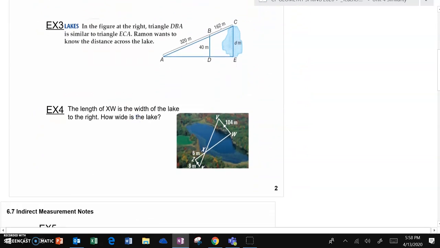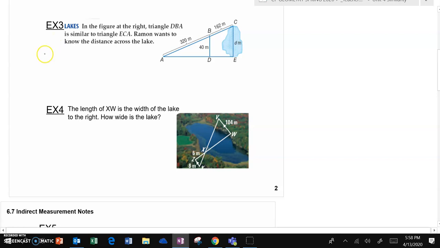Okay, so now let's look at the third example. In the figure at the right, triangle DBA is similar to triangle ECA. Ramon wants to know the distance across the lake. So again, finding the distance across the lake would be very, very difficult unless you were using indirect measurement. All right, so again, I have similar triangles. One is nested inside of the other.